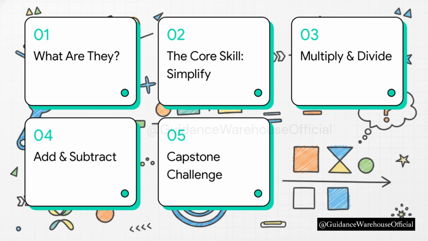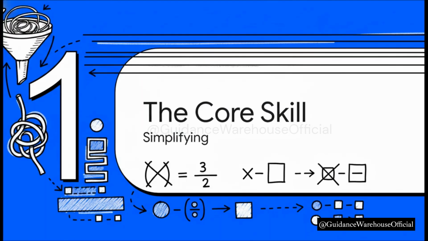So here's our game plan for today. We're going to start with the single most critical skill, simplifying. Once we've got that down, we'll move into multiplying and dividing, which is pretty straightforward. Then we'll tackle the part that can be a little tricky, adding and subtracting. And to finish it all off, we'll have a final challenge that puts all your new skills to the test.